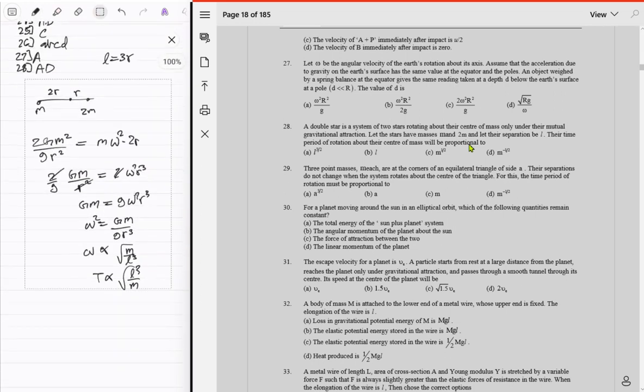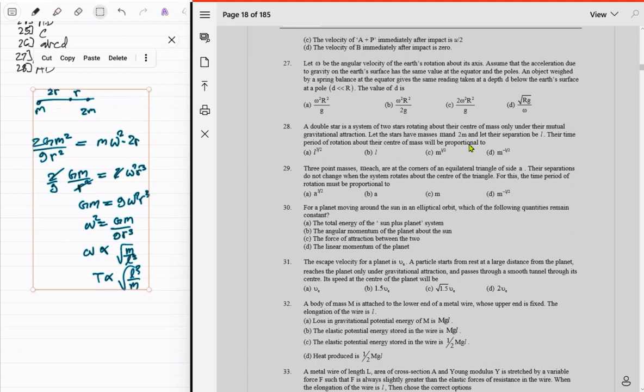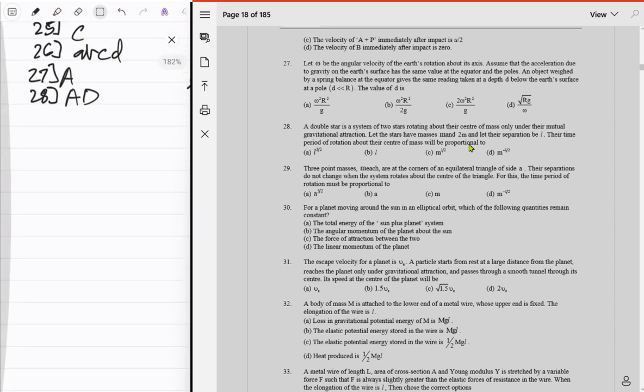29. It's part of the thing, right? Omega square r. So yeah. Next.